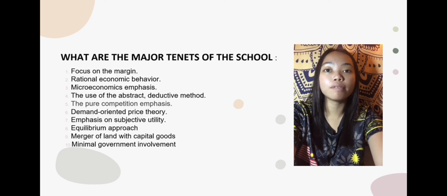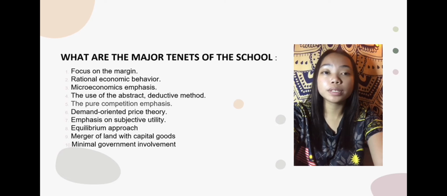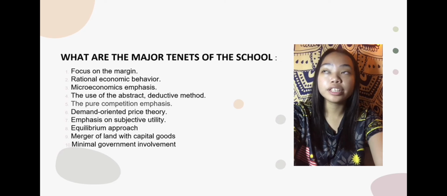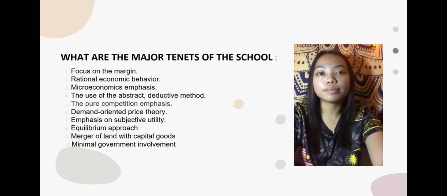And lastly, we have minimal government involvement. Marginalists continued the classical school in advocating minimal state involvement in the economy. The most desirable policy in most cases is no interference with the natural economy. The law was appropriate if the greatest social benefit was realized.